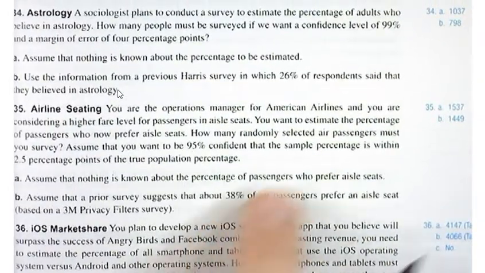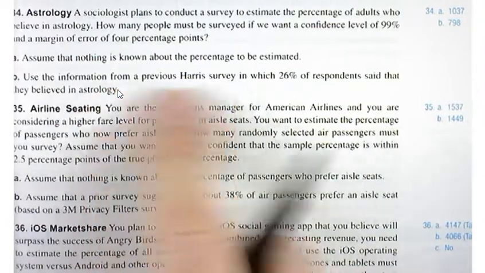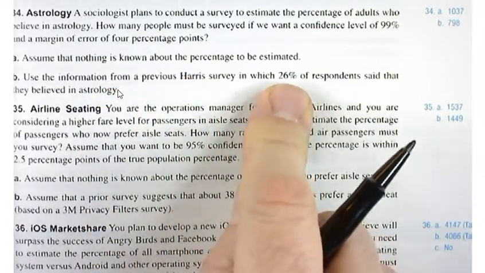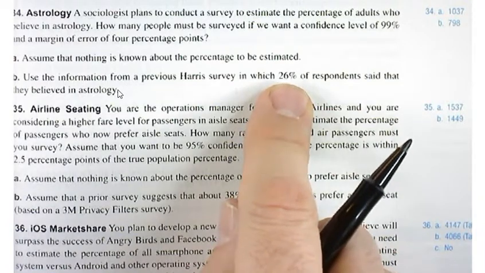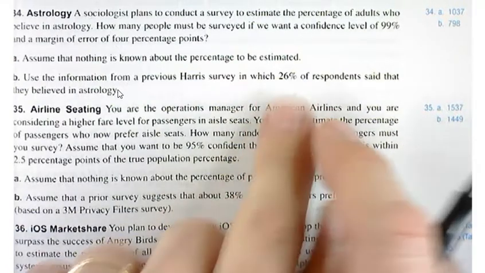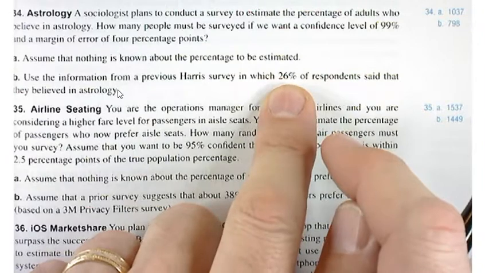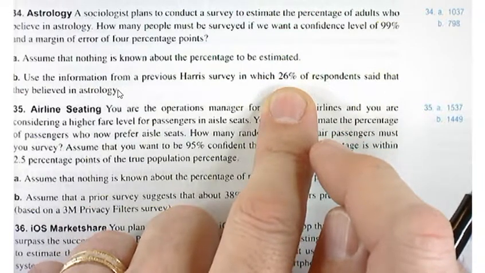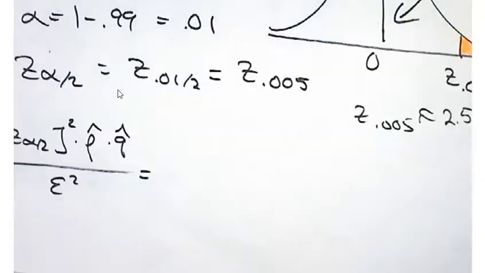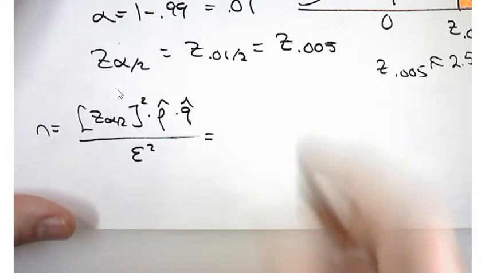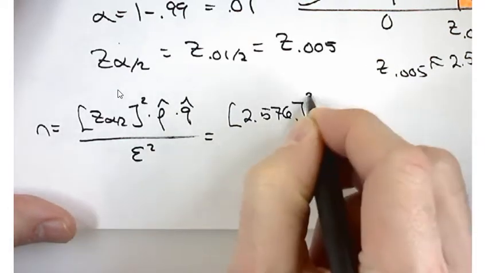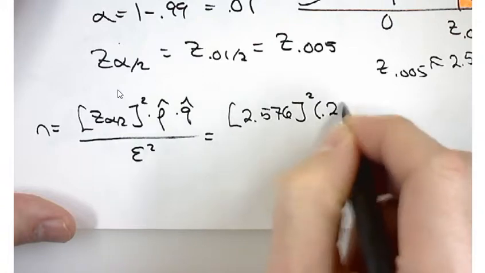So in part B, it says, use information from our previous Harris survey in which 26% of respondents said they believe in astrology. So what's that 26% representing for us? Does anyone know? Yeah, that's p hat. All right, so let's fill things in here. It's going to be 2.576 squared times p hat, which is 0.26.